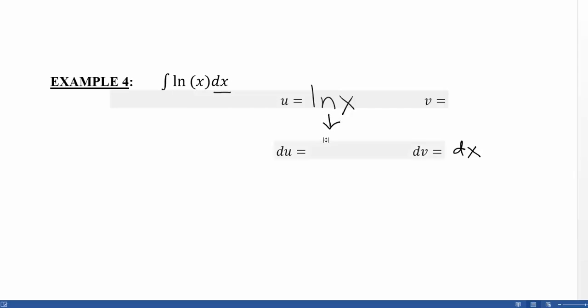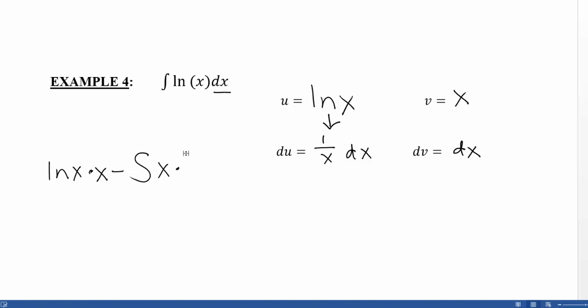The derivative, du, of the natural log of x is 1 over x dx. And the antiderivative of 1 dx becomes x because there's an invisible 1 there. So when you take the antiderivative, it picks up the variable of integration. So when we put this together, we're going to do u times v, so the natural log of x times x, minus the integral of v times du, so x times 1 over x dx.